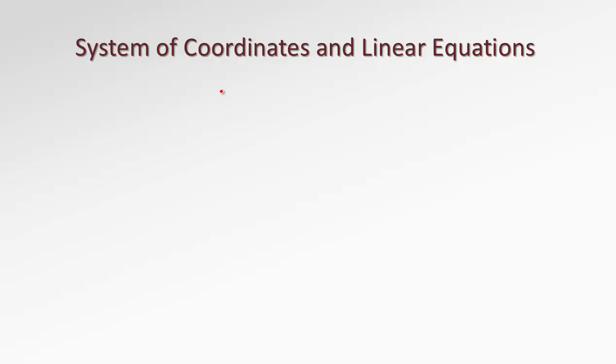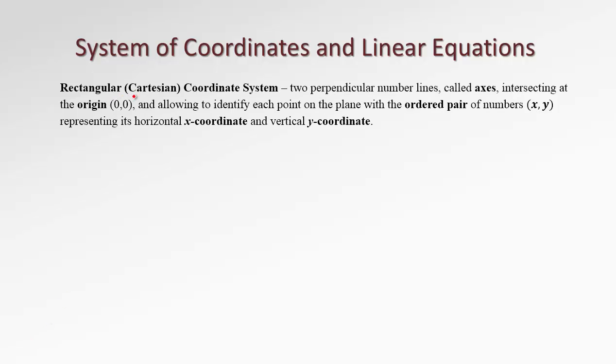In this lesson, we'll talk about system of coordinates and linear equations. Rectangular, sometimes called Cartesian, coordinate system consists of two perpendicular number lines, called axes, intersecting at a point that is called origin. This point will have coordinates 0, 0. Such system will allow us to identify each point on the plane with an ordered pair of numbers x, y.